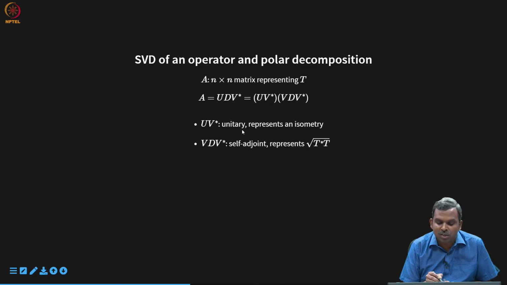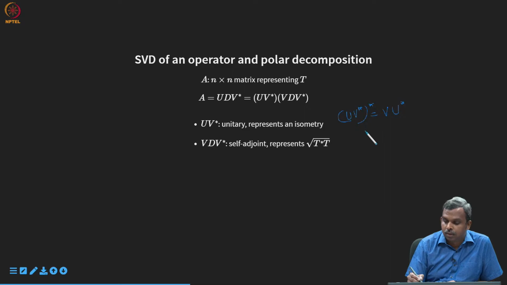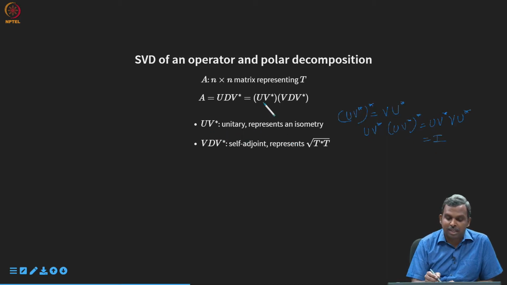So now UV star is unitary. You can check this very quickly that UV star will be unitary. If you want, I can check that for you, right? UV star whole star is VU star. So UV star multiplied by UV star, product of two unitary matrices is unitary. So that's something you should be able to easily show. V star V is I, then U star is I, so this becomes I. So UV star is unitary, so it basically represents an isometry.